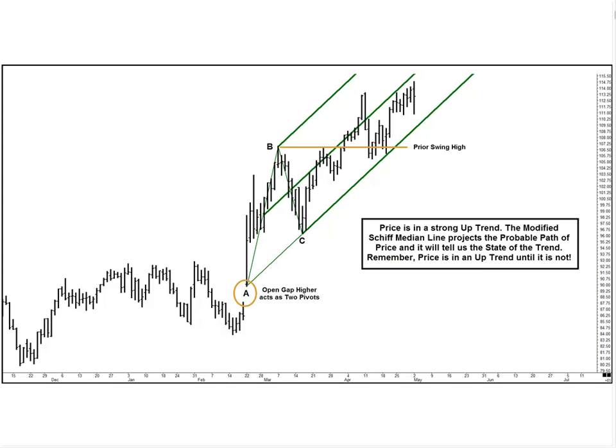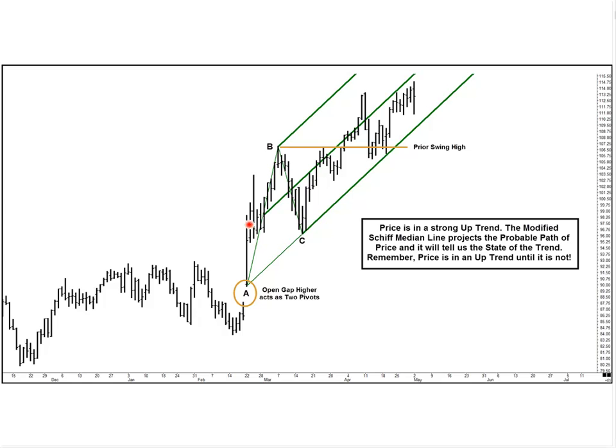So price is in a strong uptrend. The modified Schiff median line projects the probable path of price, this type of movement. It's like a sine wave inside of there, coiling around. It will tell us the state of the trend. What does that mean? Well, it means that price is in an uptrend until it's not. One of Newton's laws: price is in motion, and it tends to stay in motion. It's not going to change direction until another force causes it to stop or change direction. So price is likely to trend higher, and it did.